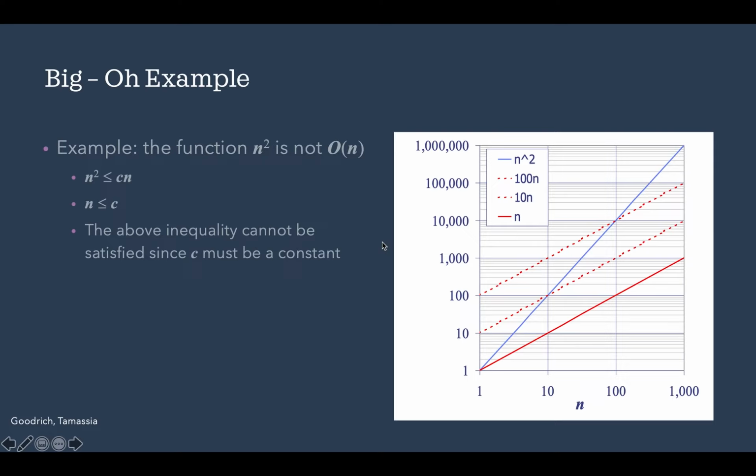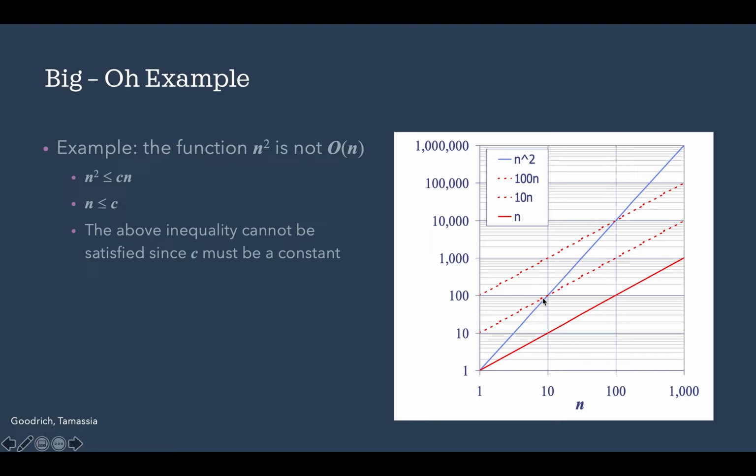Okay, another example: n square is not big O of n. n square is a quadratic function, right? You can see here, this blue line is your n square plot. For 10, it is 100, while the value of n is linear. So definitely n square has a faster growth rate than n, right? So this is the relation.